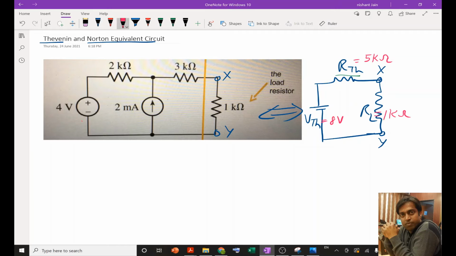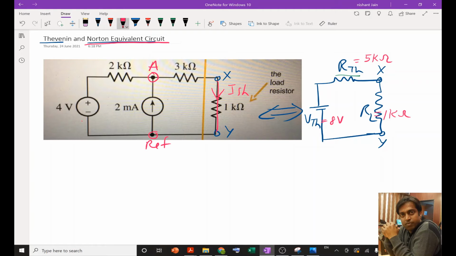Second part of the question says that we need to determine the Norton equivalent circuit. So to get the Norton equivalent circuit, what we need to do? We need to short circuit this particular load resistor and determine the current ISH that is flowing through it. So to determine the current ISH flowing through the XY terminal, let me assume that this is node A and this node is the reference node.